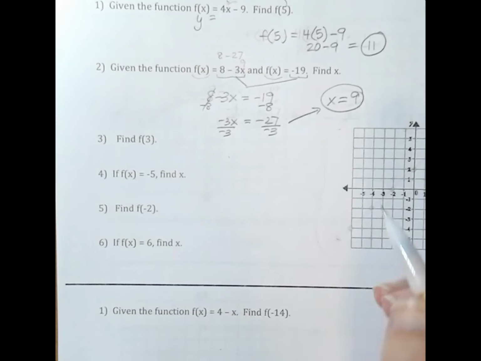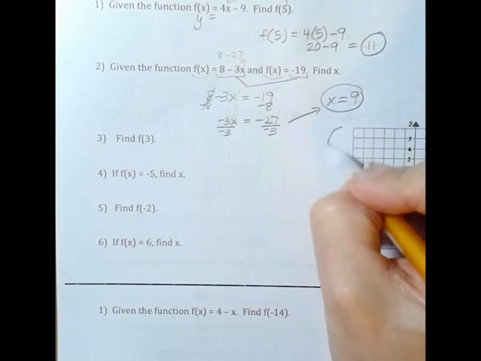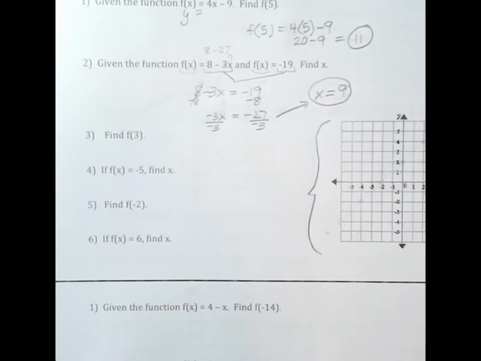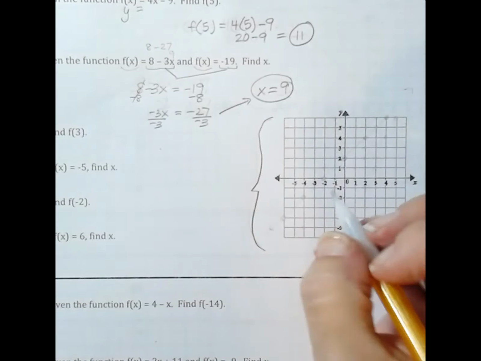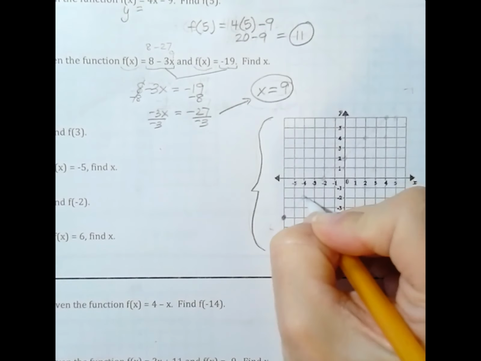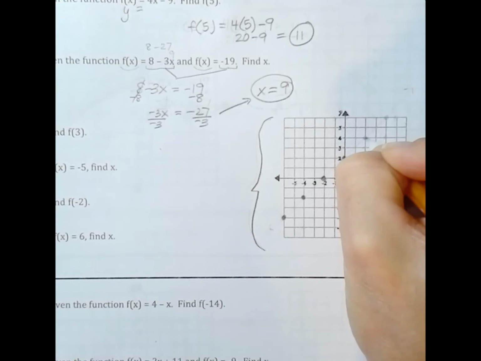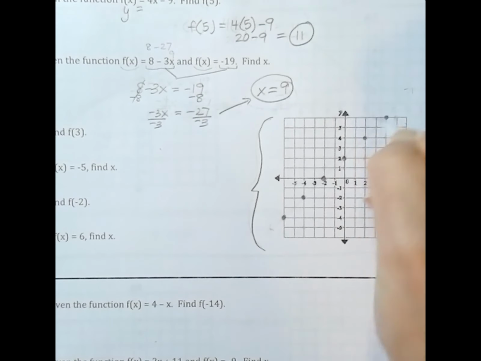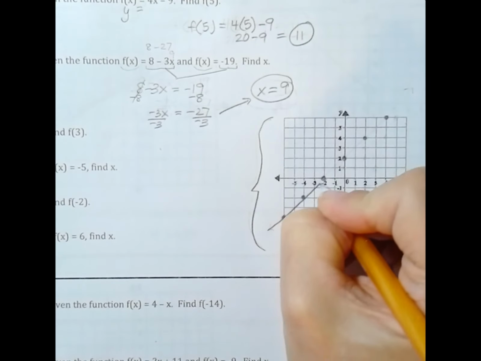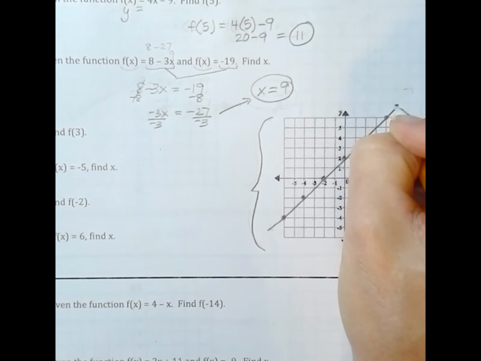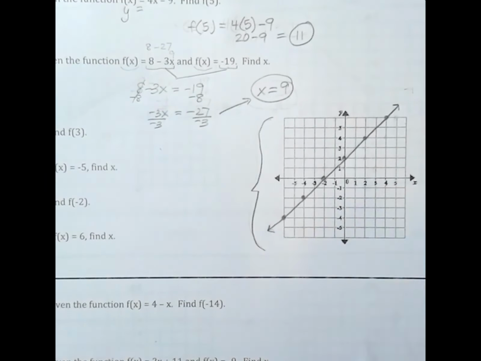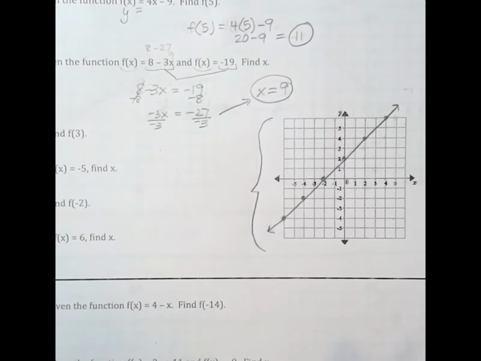Okay, for numbers 3, 4, 5, and 6, there is supposed to be a line on this graph. So if you want to pause the video and add these lines, or add these points to your graph, we need that to answer the questions in numbers 3 through 6.